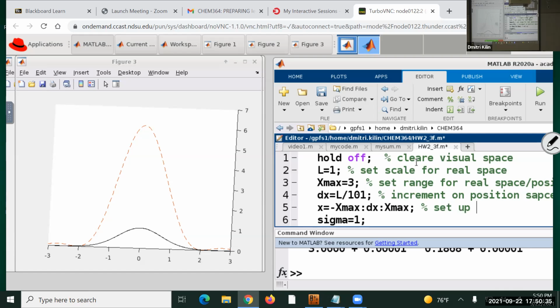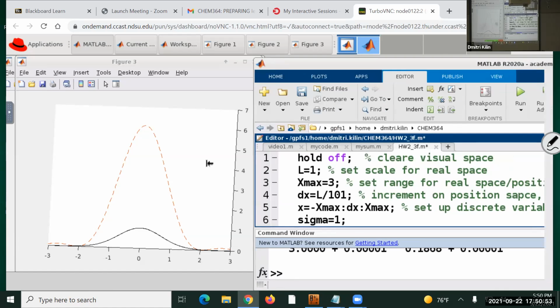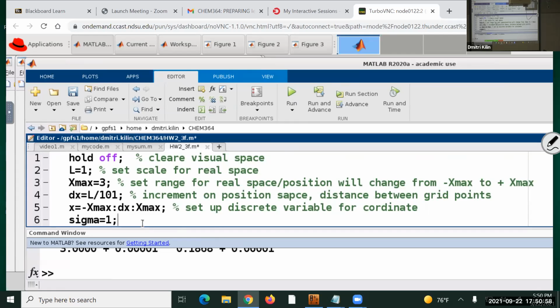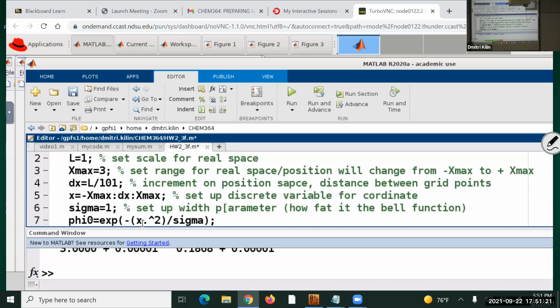Set up discrete variable for coordinate. Sigma, set up width parameter. What is the bell? Is the bell shape? Set up bell function. Note: normalization is skipped.